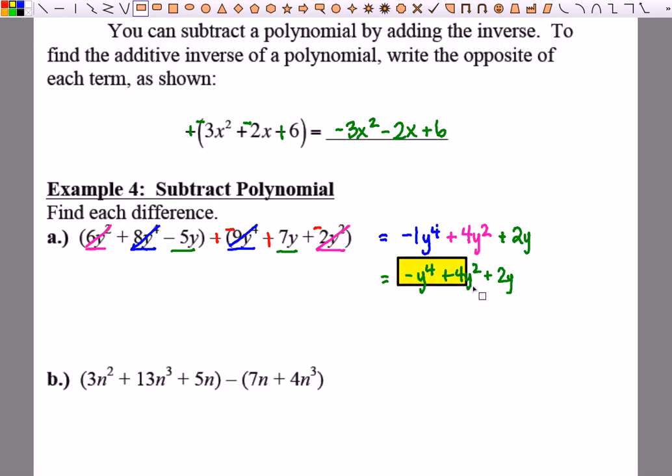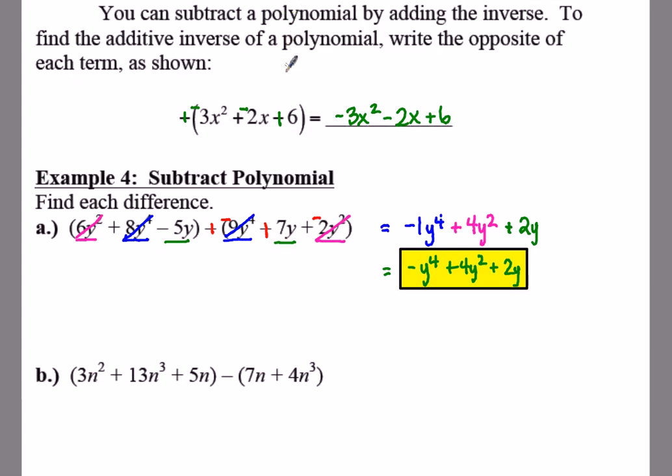So subtracting is just like adding, except you have to change the signs of the set of parentheses that's behind your negative. So let's try letter B here, and this will change our 7n to be negative and our 4n to the 3rd to be negative. So we're going to combine like terms, so that will be highest exponent. I have a 2, a 3, a 1, a 1, and a 3. So I'm going to combine my n cubes. So I have a 13n cubed and a negative 4n cubed, which gives us 9n cubed, or to the 3rd power.